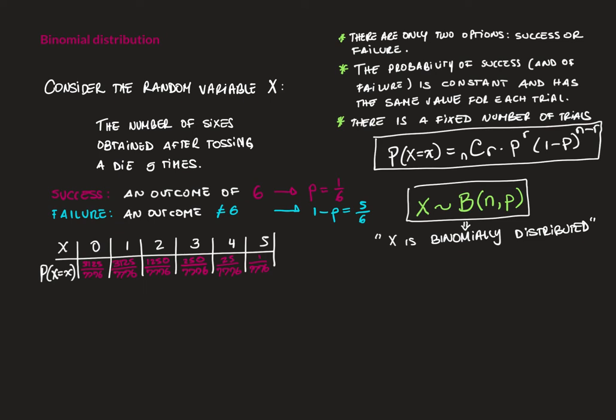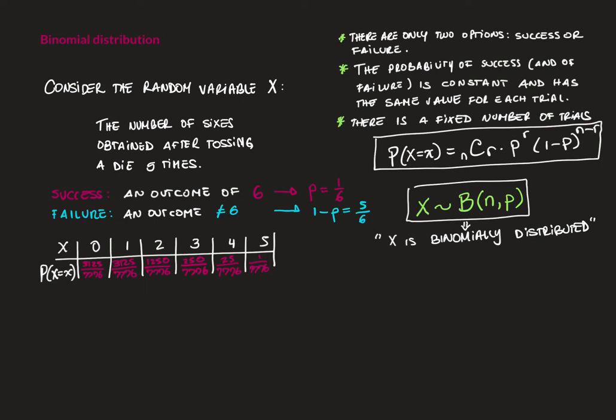Now let's summarize all of our findings. A random variable x is binomially distributed if there are only two options for the experiment that we're performing, a success or a failure. The probability of success and the probability of failure are constants and have the same value for each of the trials. Additionally, there is a fixed number of trials. We know how many times we're performing the experiment.